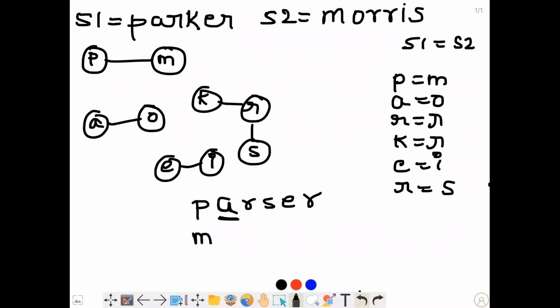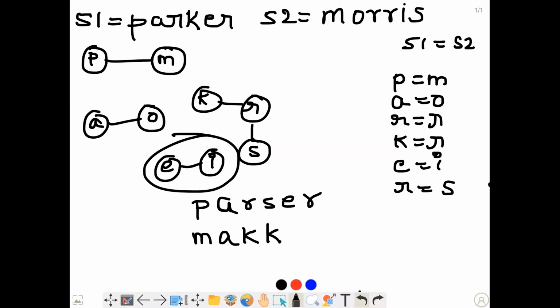And then we have A. A belongs to this component, and lexicographically smallest character in that component is A only. So we write A. And then we have R. R belongs to this component. So lexicographically smallest in that component is K. So we write K over here. And then we have S. S again belongs to this component, and lexicographically smallest in that component is K.